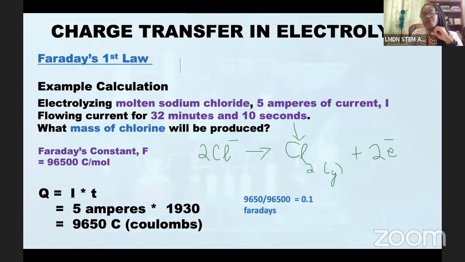Okay, and we see that we're going from -1 to 0. So it's an increase in oxidation number. So it's oxidation that takes place. So this is at the anode actually, right? This is taking place at our anode.